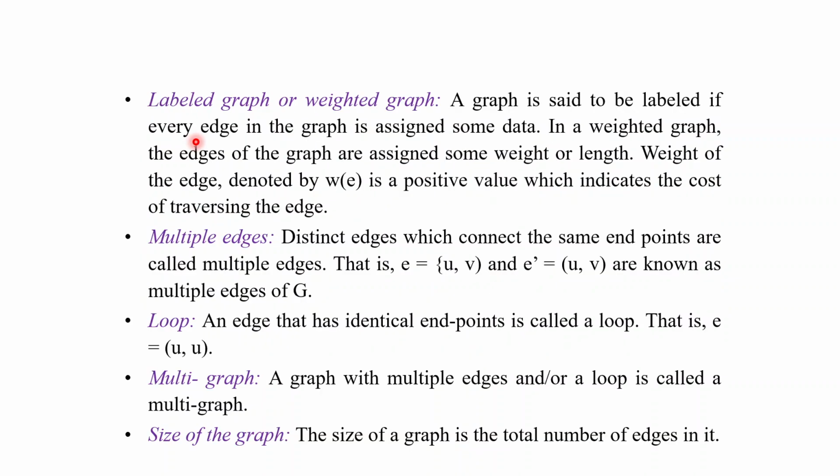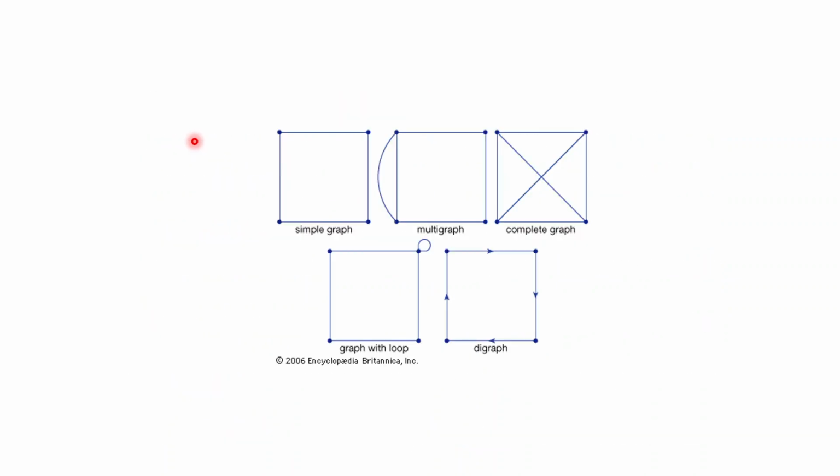So I will show you an example. A simple graph. A simple graph means what? All the nodes get connected, and then there's a multi-graph. Multi-graph means multiple connections are there. For the same two nodes, we have multiple connections. You can see here one connection, and there is another connection.